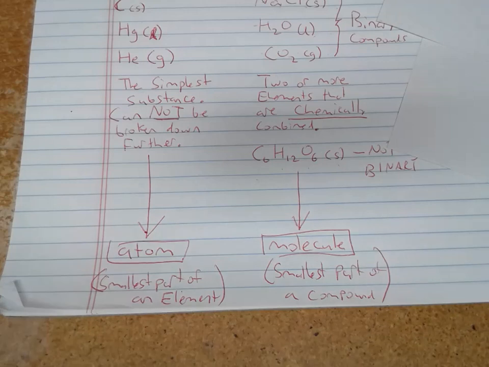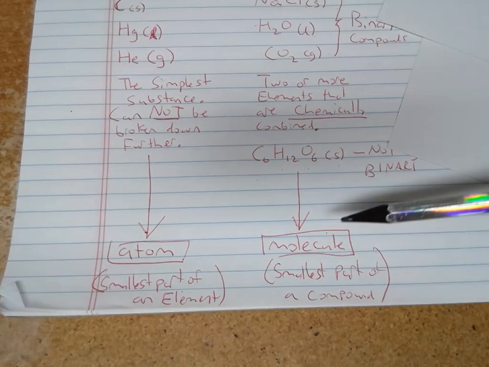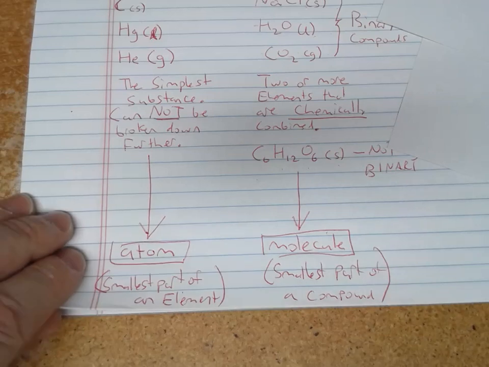Likewise, the smallest part of a compound is called a molecule. It is the smallest part of that compound that still has all those properties that that compound has. Now, again, you could break that molecule into atoms, but then it wouldn't be that compound anymore. We'll talk about this a little bit further in a second, but let's go back to the mixtures for a second.